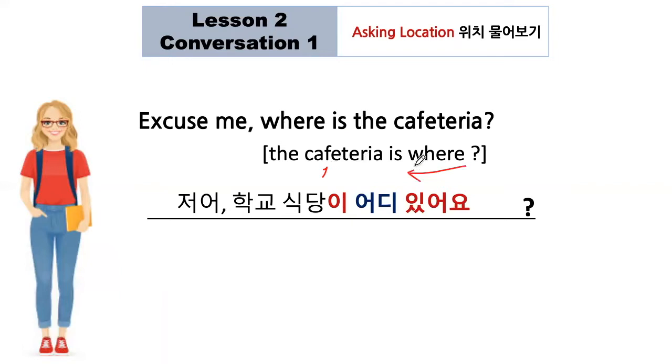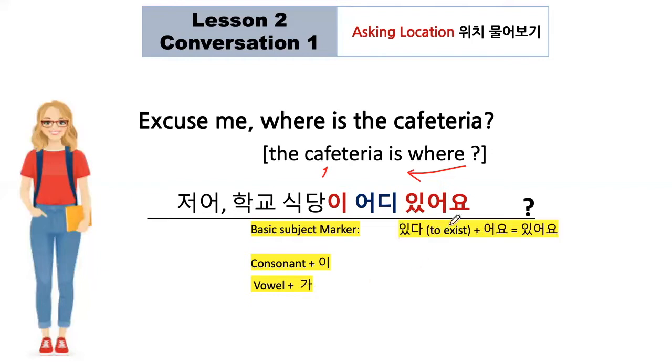학교 식당이 어디 있어요? Okay, so this 이 is subject marker. I explained it in a previous video. After the consonant, we say 이. After vowel, 가. And then 있어요, to exist. In Korean, 있다, and sentence ending to be polite, 어요, 있어요. I will explain this verb later on in this video.